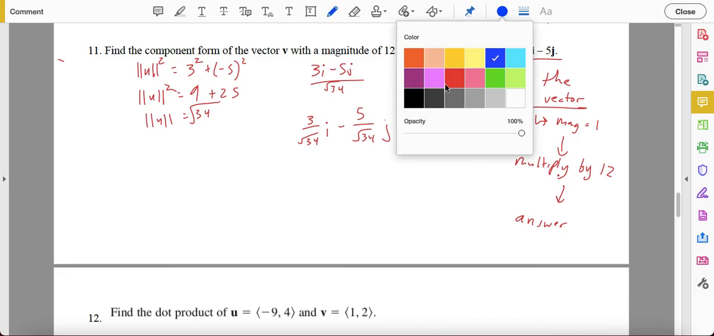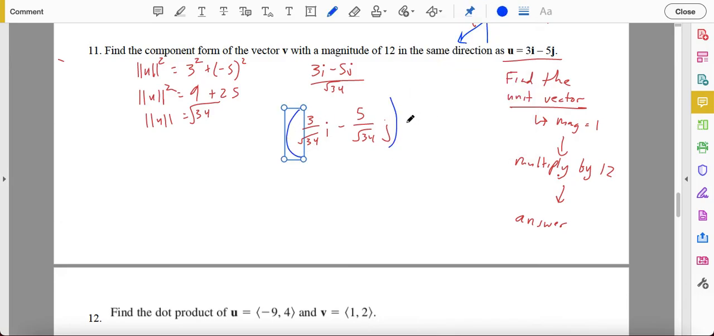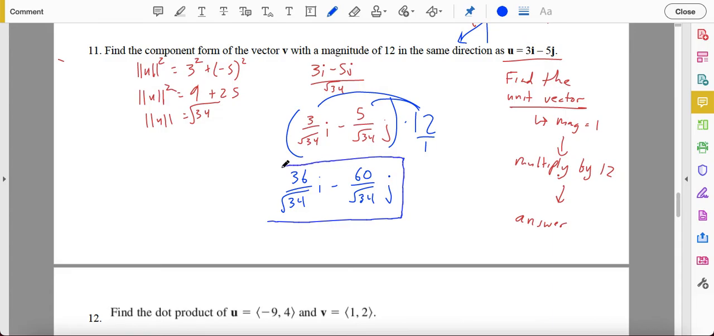Let's change colors to show this second step. This whole thing times 12. So I multiply the 12 in. Remember, you multiply by only the numerator because this is 12 over 1. So we've got 36 over root 34 i minus 12 times 5, that'd be 60 over root 34 j. And that is one version of the answer. I would accept that version.